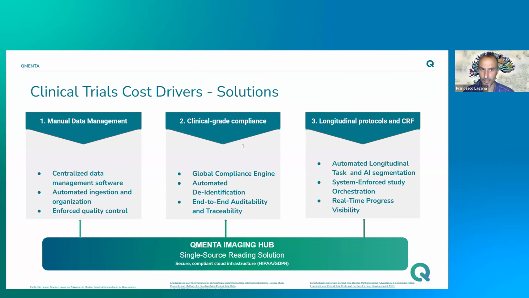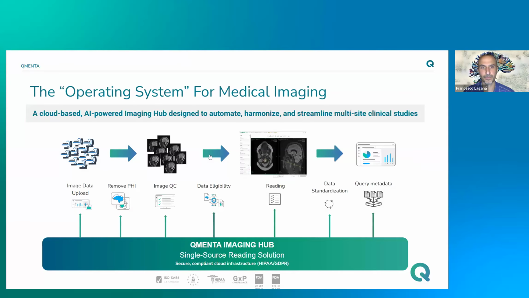QMENTA provides a centralized single-source reading solution that turns these costly bottlenecks into a seamless and efficient process. We give your expert readers the tools to focus purely on the medicine. Whether you require a full, complex end-to-end central review workflow, or only require specific features like our automated data quality checks or manual reads or AI segmentation tools, we orchestrate these individual building blocks to provide the specific configuration that fits your operational needs. We like to refer to our Imaging Hub as the operating system for medical imaging.